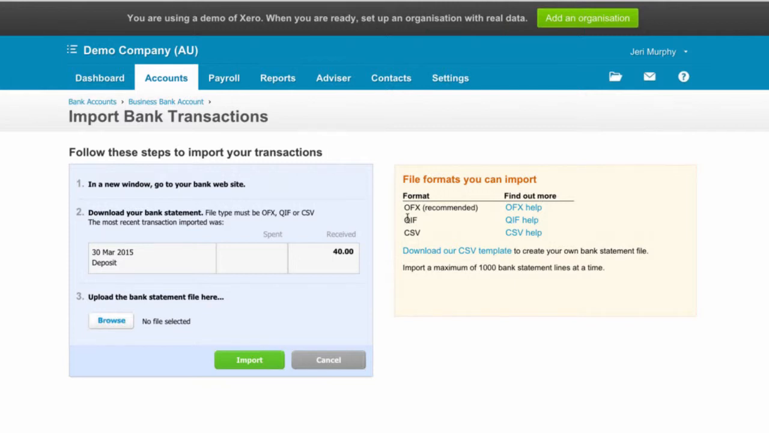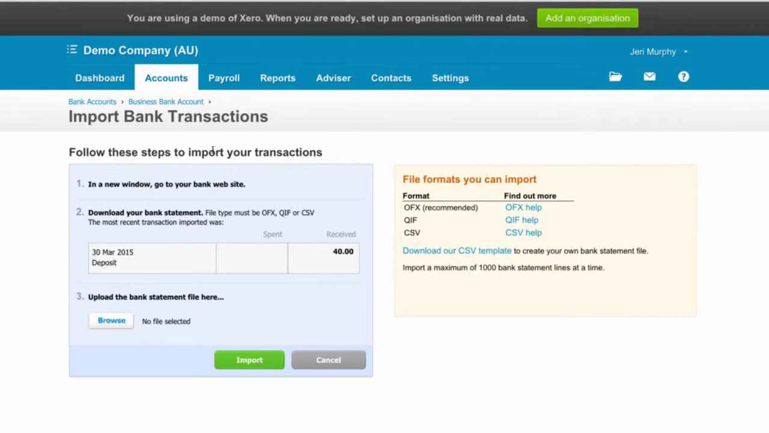Think of them like two different languages. It might be saying exactly the same thing but in different languages. When Xero looks at it, it can't see the duplicate in that particular case. All right? So always use the same file type to avoid duplicates. Then you can overlap dates as long as you're using the same file type.